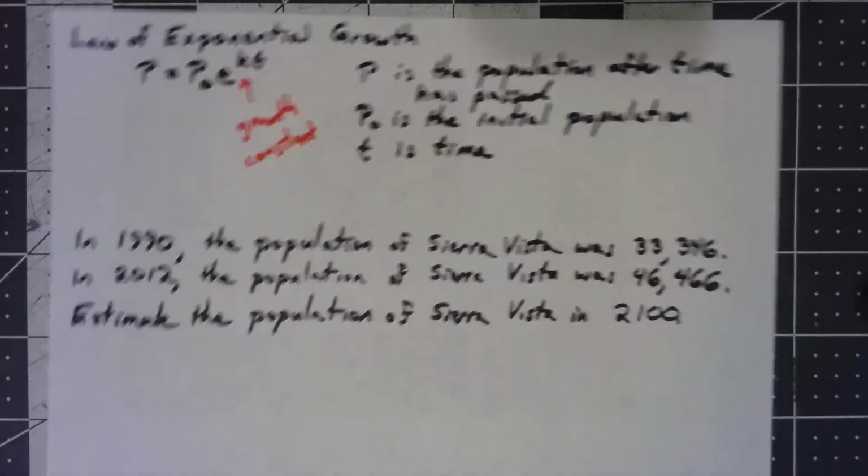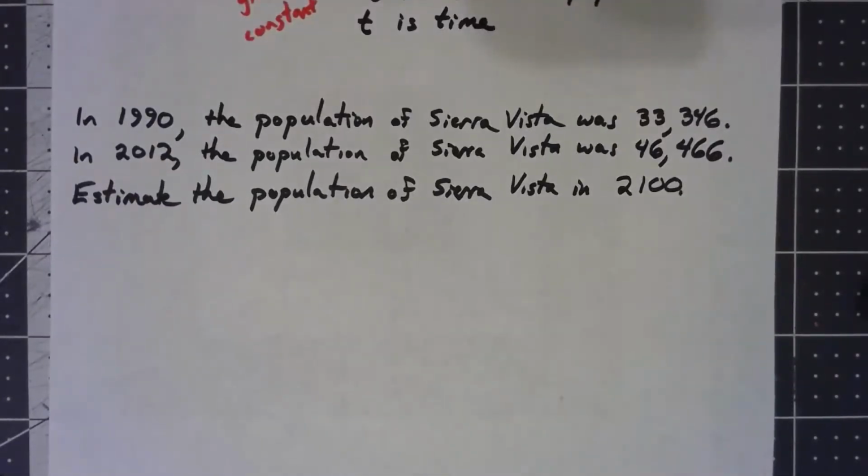Let's take a look at a problem here. So in 1990, the population of Sierra Vista was about 33,346. By 2012, the population of Sierra Vista had grown up to 46,466. Assuming this thing follows an exponential growth, we want to estimate the population of Sierra Vista in the year 2100.